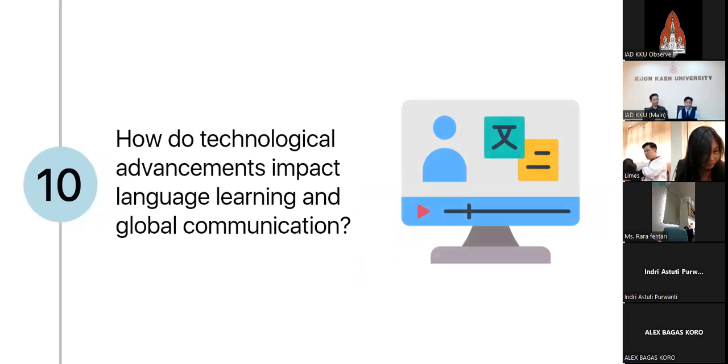Okay, so the last question here: how does technology impact investment in language learning and global communication? I have some applications to communicate, like Google Translate, to make my friends understand, and something like Duolingo, and another application, the name is Cake something.